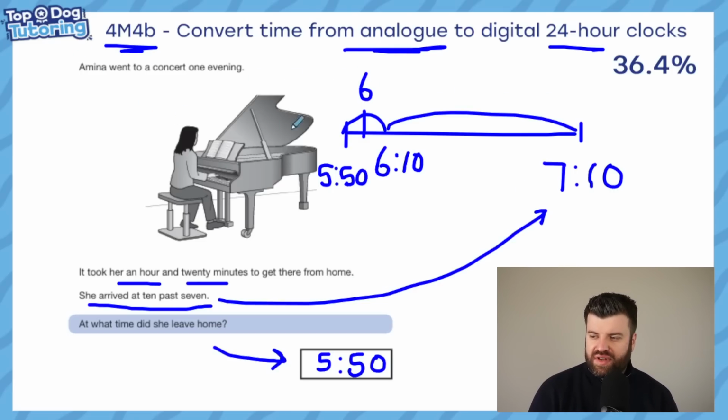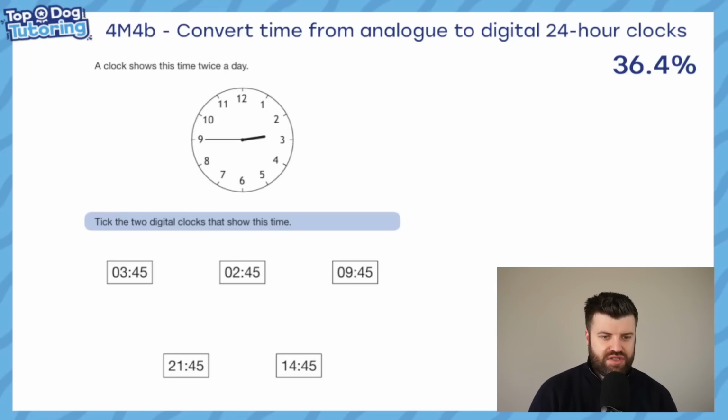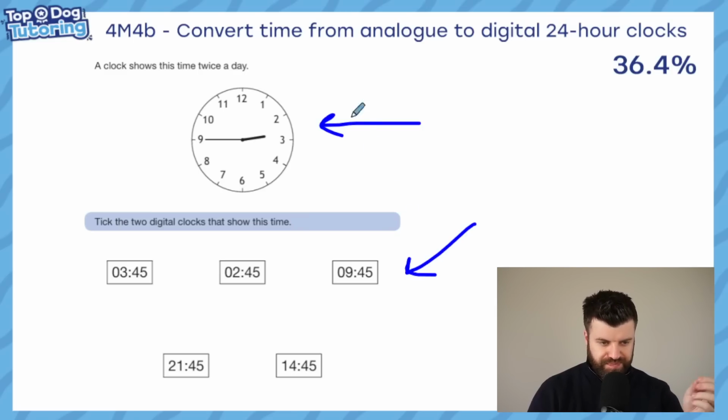So obviously, after I saw this, I thought, I'm not convinced this is the best example of this type of question. So I did find this one as well, which fits in much better. This clock shows this time twice a day. So this is an analog clock. Tick the 2 digital clocks that show this time. Now we have digital clocks. This is straightforward conversion now. So looking at the top, it's not quite 3 o'clock yet.